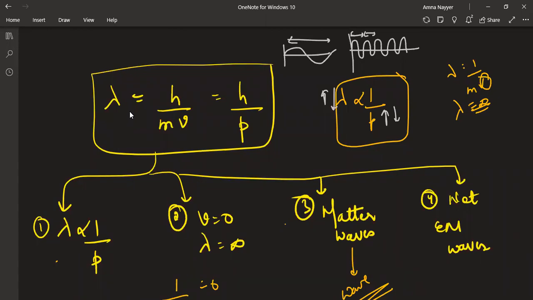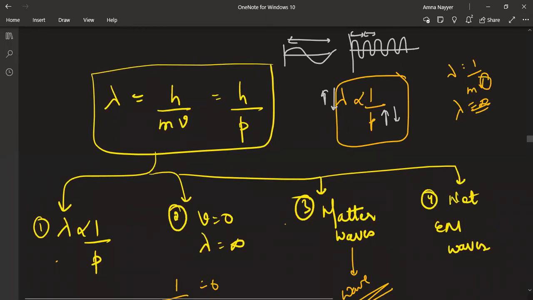And finally, these are not EM waves. These are associated with moving particles, not with EM waves. Not EM waves means all the properties of EM waves will not be valid. Electromagnetic waves have certain properties, like they travel with the speed of light. This happens in EM waves, as we have studied. So that does not occur, because these are not EM waves.